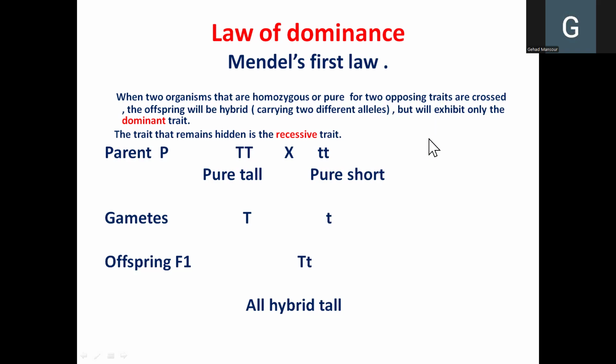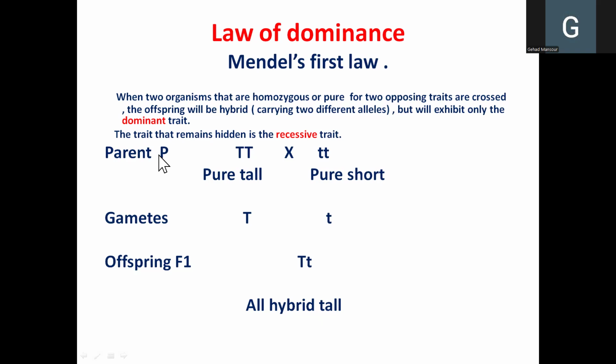Mendel had different laws for genetics, and Mendel's first law says that when two organisms are homozygous or pure for two opposing traits and they are crossed, then this is very similar to the example I've just explained about the color of the eye. Then they will all be hybrid, having two different alleles, and their phenotype will only express the dominant trait. He didn't talk about alleles, he said trait.